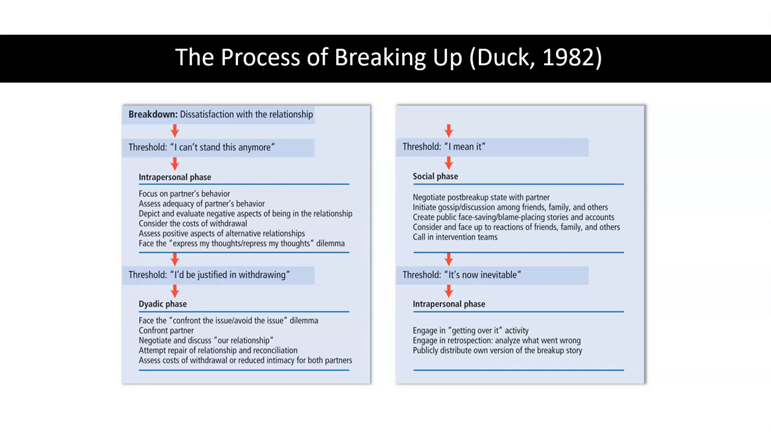They're going to change gradually. And then eventually you come to the point where there's breakdown. You know that you're unhappy with the relationship. And at some point you reach a threshold where you're like, I can't do this anymore. Then you will move into an interpersonal phase where you're really looking for, remember how dissonance works, you're looking for evidence in your partner's behavior that justifies your feeling that you can't stand this anymore.